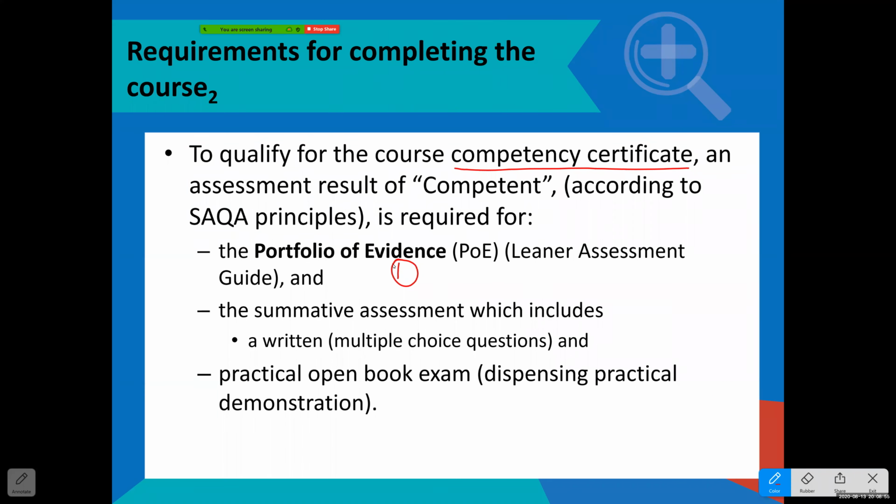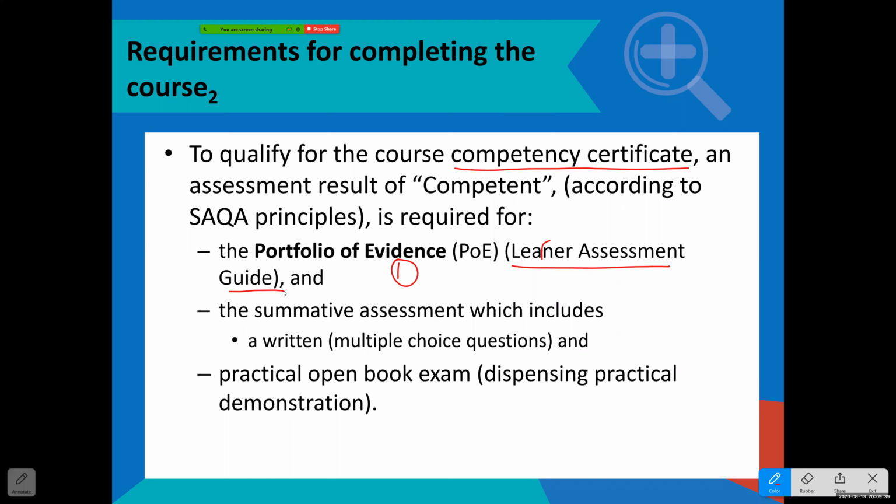And this portfolio of evidence is covered in what we call the learner assessment guide, right? So I said there's a resource guide, which is your manual. Then there's the learner assessment guide, which is actually your portfolio of evidence, except that when we give it to you, it is empty. Now, your responsibility is to go through that learner assessment guide and ensure that you populate your evidence. You do your prescriptions, you do your labels, you do your calculations, and today you go through your information inserts and so on. So that is number one.